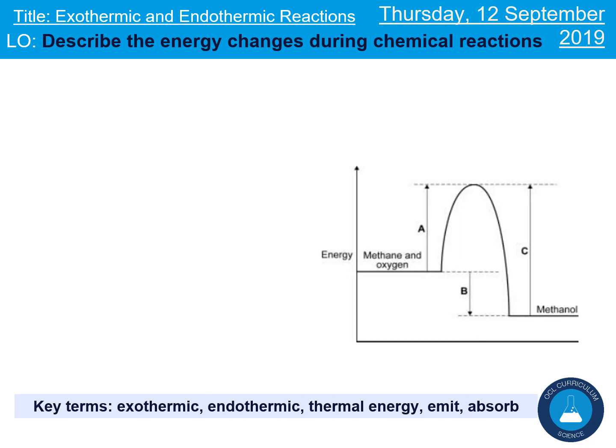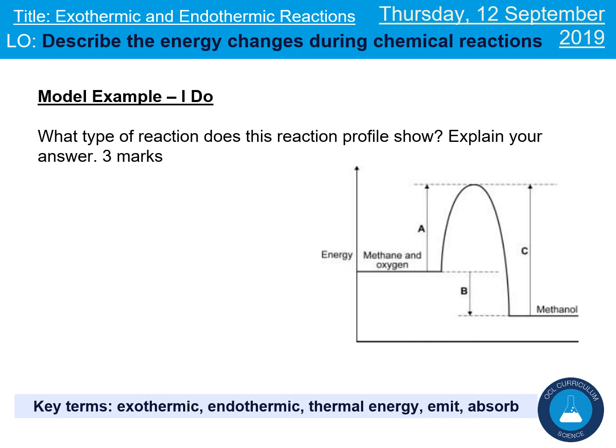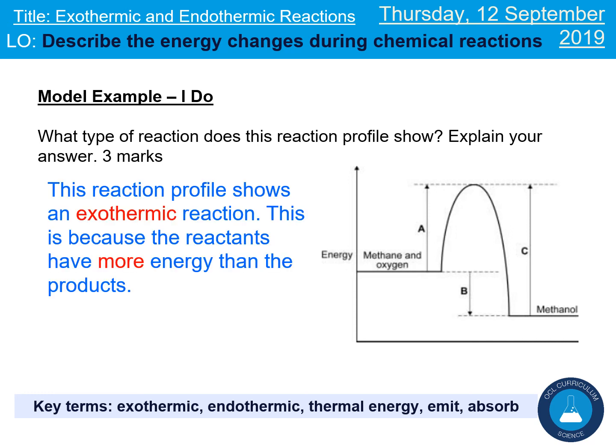Let's look at an example question you might get on reaction profiles. What type of reaction does this reaction profile show? Explain your answer. Be careful not to be caught out here by the fact that the reactants and products are labelled with specific names. The reactants are methane and oxygen, and the products are methanol. A model answer for this would be that the reaction profile shows an exothermic reaction. This is because the reactants have more energy than the products.